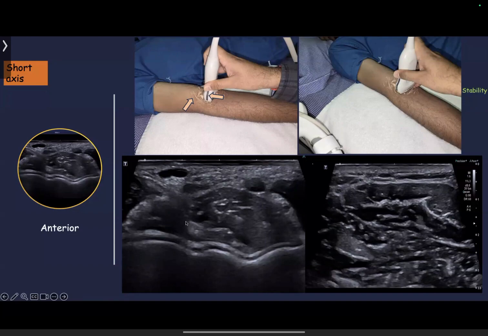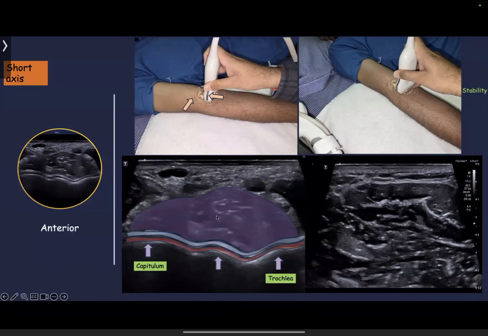If we look at the short axis, we'll put the probe in the short axis here in the anterior cubital fossa. What we'll get, this hyperechoic structure is the capitulum on the lateral side and the trochlea on the medial side. Then this hypoechoic layer is the articular cartilage. Above the hypoechoic layer, we have the hyperechoic rim, that is the capsule, and this quadrangular shaped muscle, which I have shown in many of the anatomical images, is the brachialis muscle.